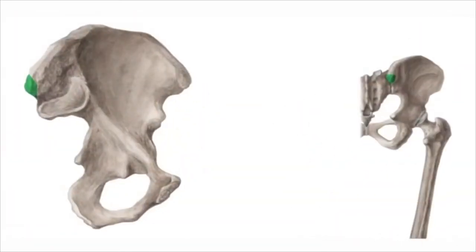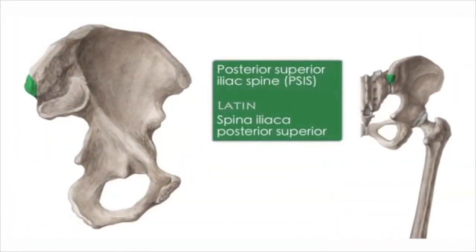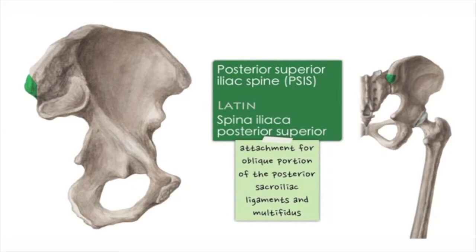The next spine is known as the posterior superior iliac spine, and this is a posterior bony process at the posterior end of the iliac crest. Now it's shorter than the anterior, important thing to notice, and it serves as attachment for the oblique portion of the posterior sacroiliac ligaments and multifidus.